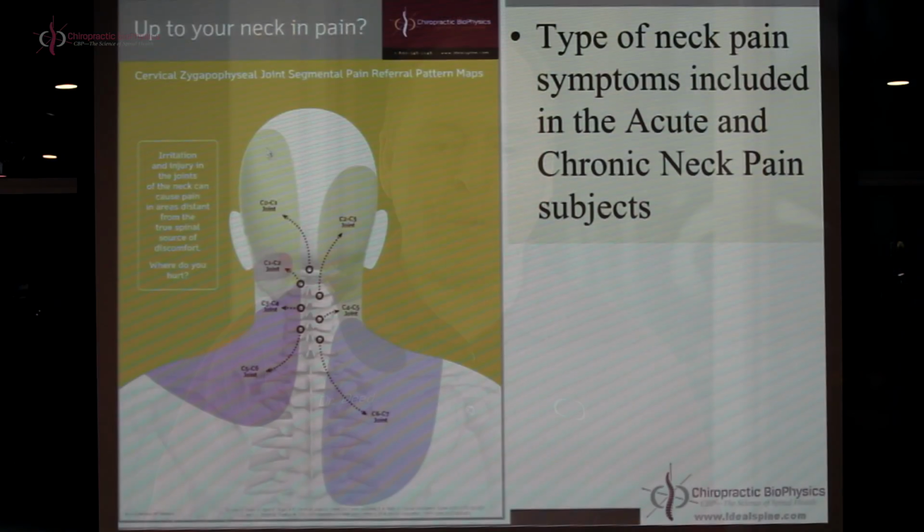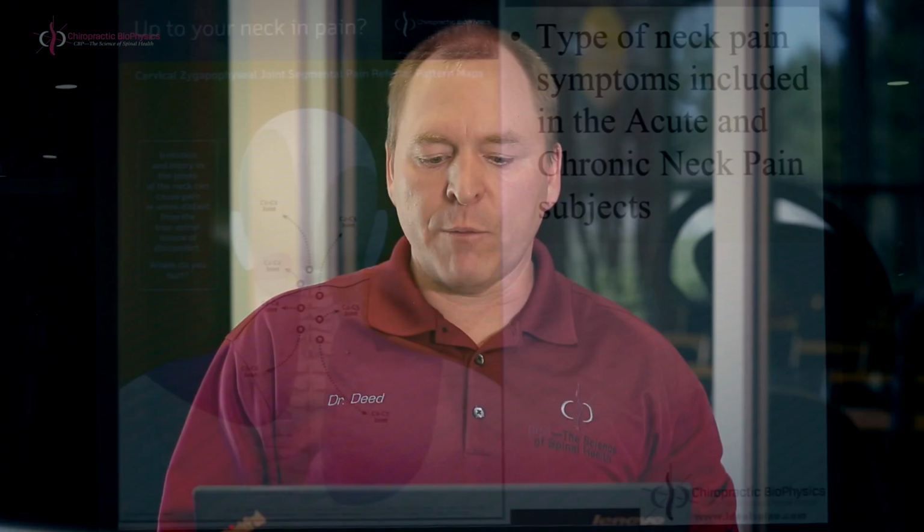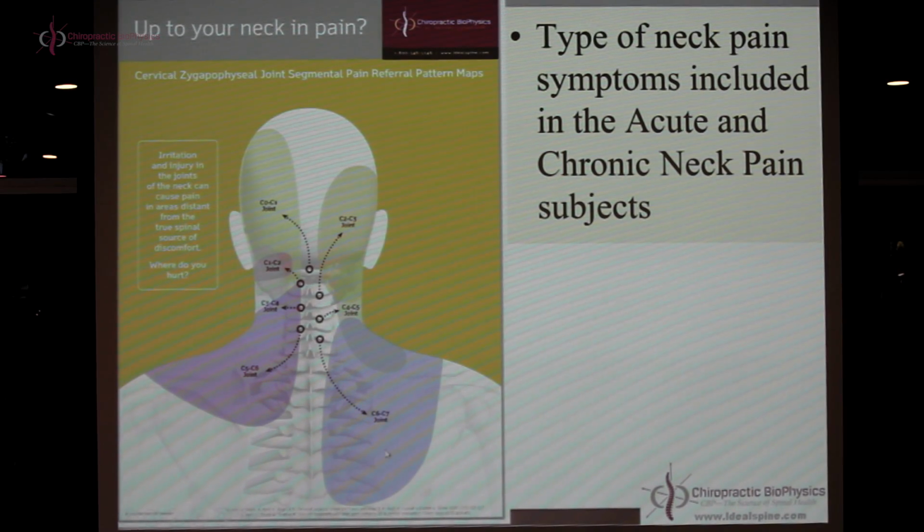These are the types of pain subjects that we included in our population. We allowed people to have posterior lateral type of head pain, which is coming from the upper neck joints, by the way. Even though you feel it in your skull, the source of pain is actually in the upper neck joints, between skull and atlas and C2, and even C2 and C3. And we allowed pain all the way down into the mid-thoracic area, scapular region, shoulder region. These are the types of neck complaints that we allowed in the population. Obviously, the normal subjects did not have complaints, so that was regarding the acute and chronic neck pain subjects.